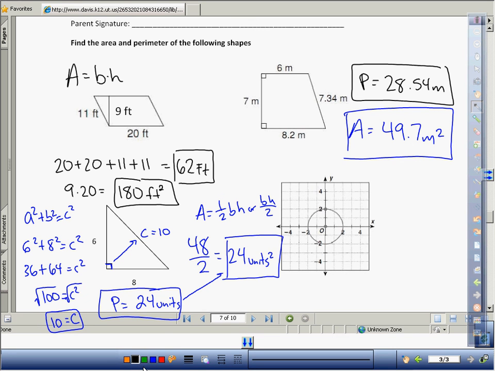Okay, last one, we've got this circle. The circle has two different formulas, and they don't call the perimeter of a circle perimeter. They call it circumference. And the circumference of a circle is 2 times pi times r, or pi times the diameter. Now, when we talk about radius, radius is just from the middle to the edge of the circle. Diameter is all the way across.